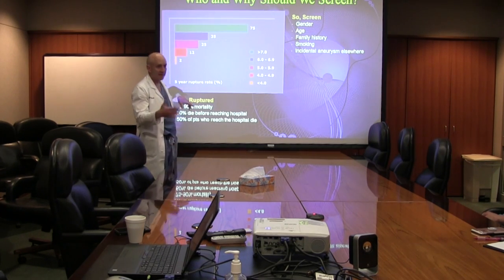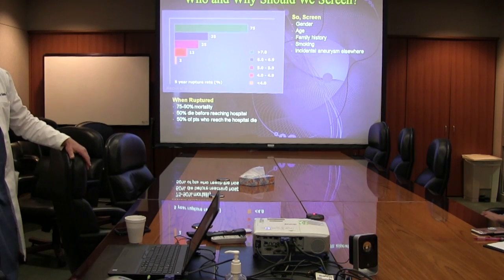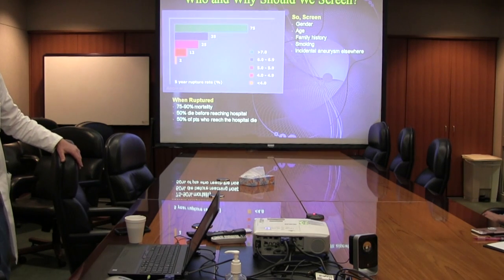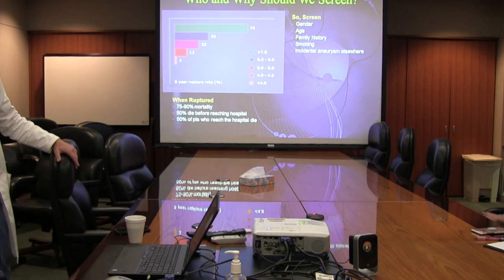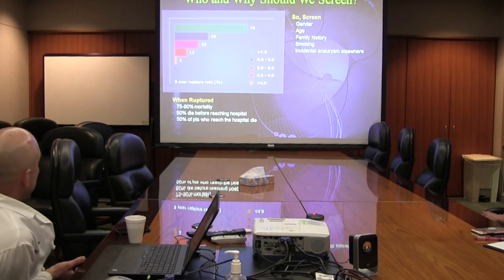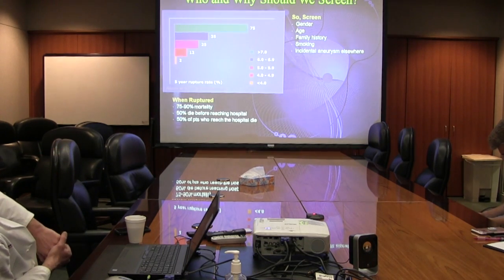So the data is, if you have an aneurysm 5 centimeters or bigger, 50% of people are going to be gone. To say that again, if your aneurysm is 5 centimeters or bigger, and you do nothing about it, half those people will be dead in 5 years. Okay? Once again, what we said before, mortality 70 to 90%. Half of them die before they get to the hospital. Half of those that get to the hospital die.